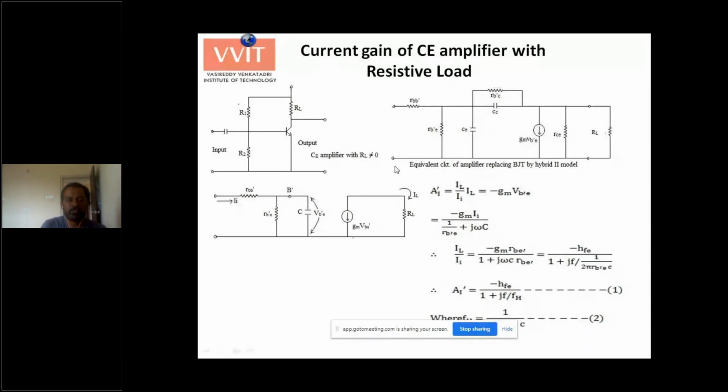Finally, instead of voltage gain, I am going to calculate current gain. Current gain is defined as IL by II, and this can be written as minus HFE divided by 1 plus j times F, the operating frequency, divided by FH. FH is known as the upper cutoff frequency, or again the bandwidth, where FH is given by 1 by 2 pi RB prime E into C, capital C. C is the combination of C pi plus the Miller input capacitance in parallel with C pi.